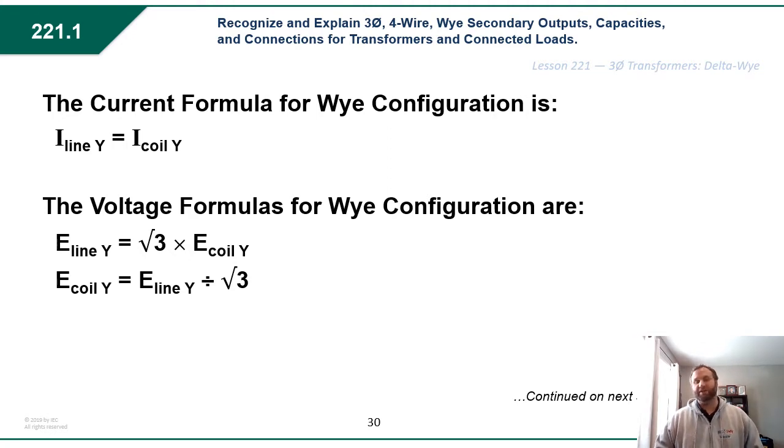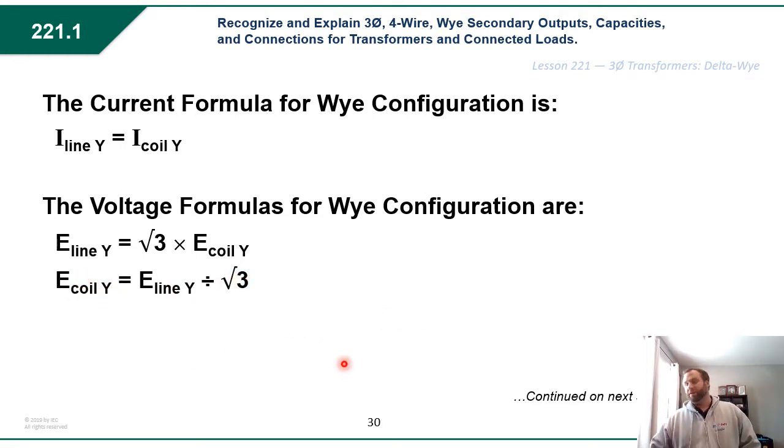Our voltage is off by the square root of 3, meaning that if I was trying to figure out what my line voltage is, and I know what my coil voltage is, I simply multiply the coil voltage by the square root of 3 to determine what my line voltage is. And vice versa. If I'm looking for my coil voltage and I know what my line voltage is, I take that line voltage and divide it by the square root of 3 to figure out what my coil voltage is.